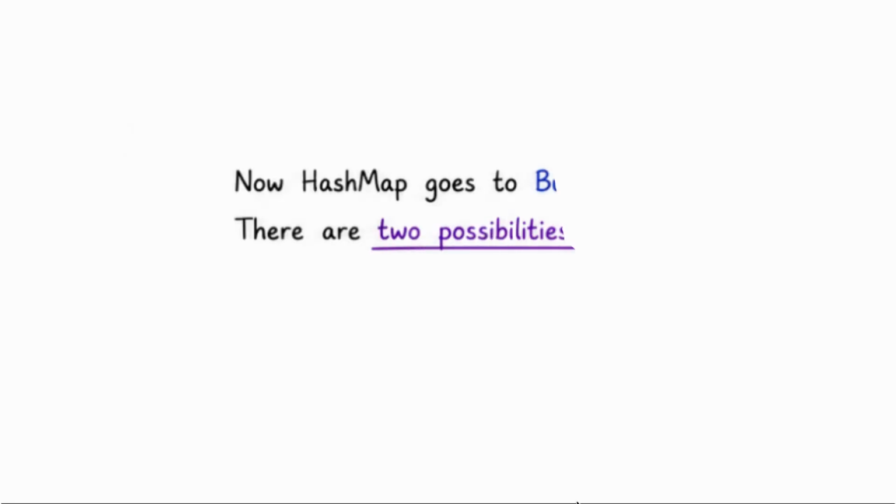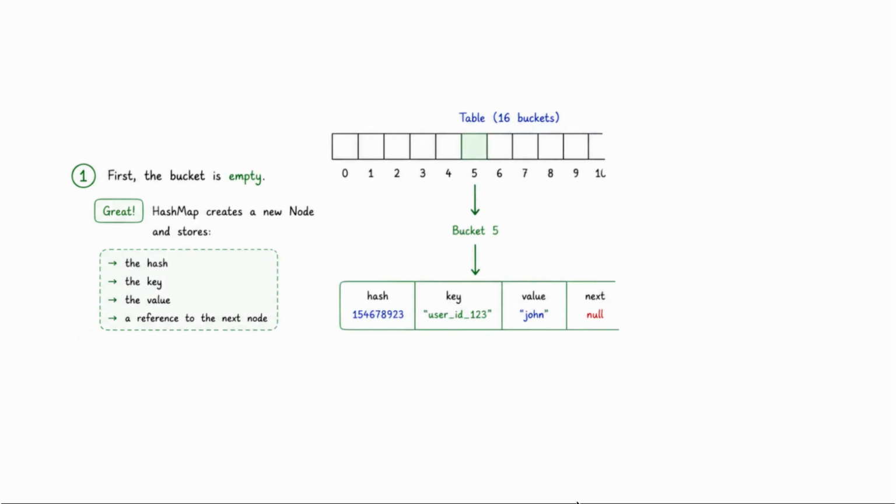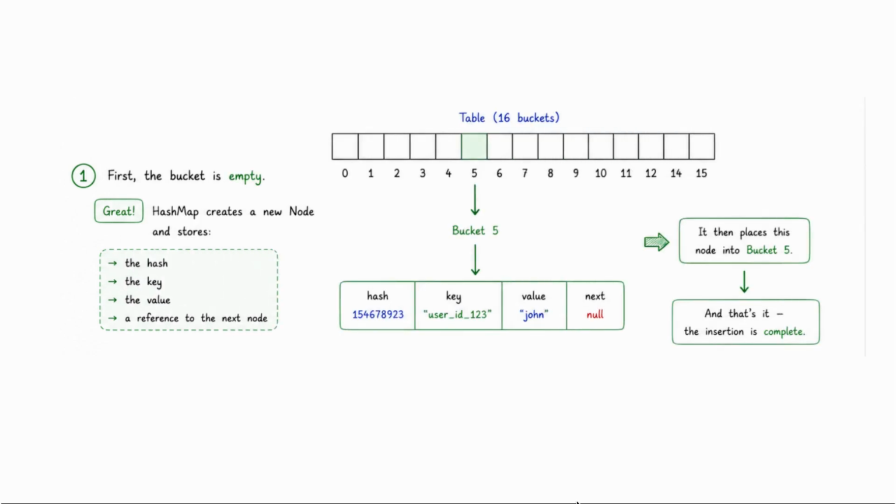Now HashMap goes to bucket 5. There are two possibilities. First, the bucket is empty. Great. HashMap creates a new node and stores the following information. It then places this node into bucket 5. And that's it.